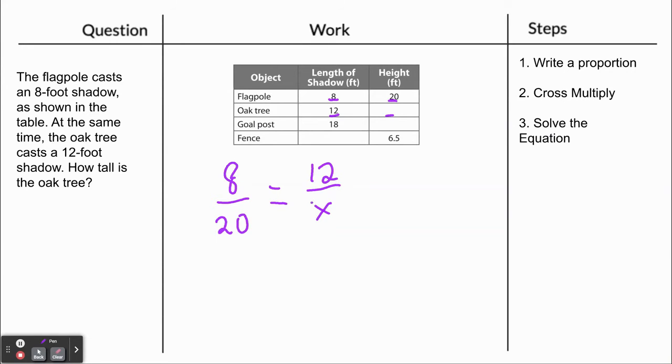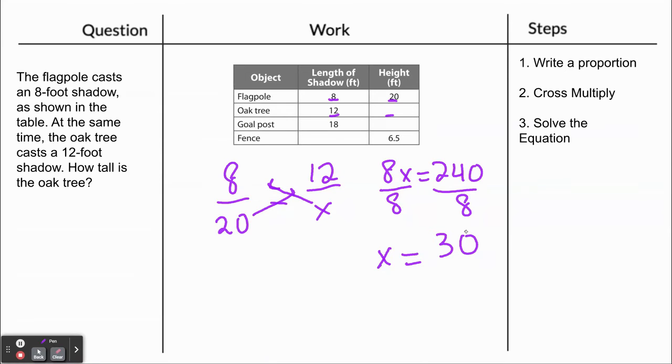Once we have our proportion, we're going to cross multiply here, which gives us 8x equals 240. Then we're going to divide both sides by 8. So that leaves us with x on one side, and on the other side we should get 30. And we're talking about this in feet. So the height of the oak tree is 30 feet.